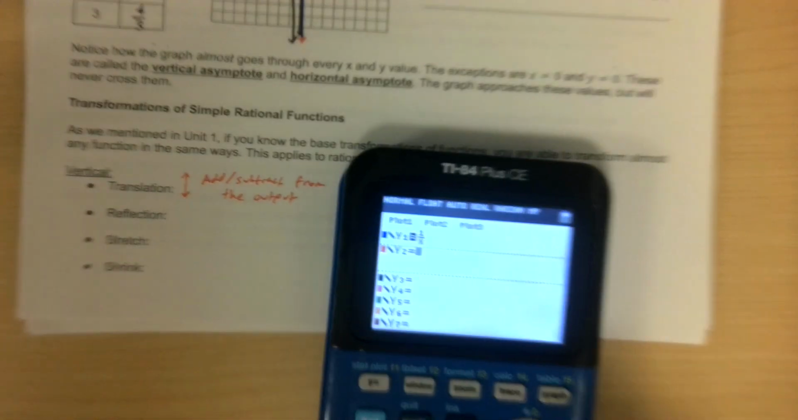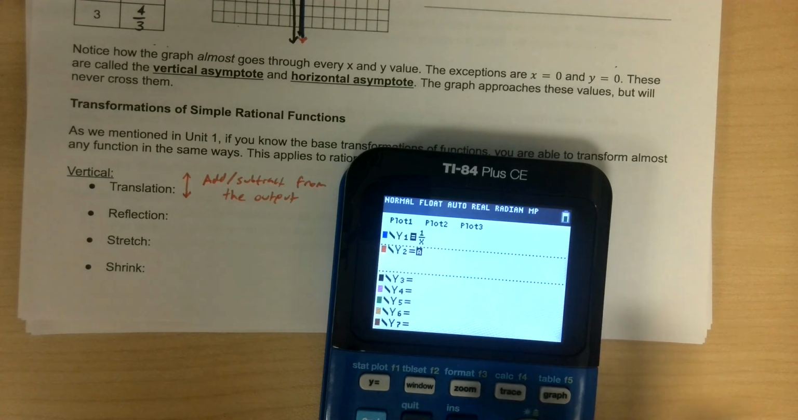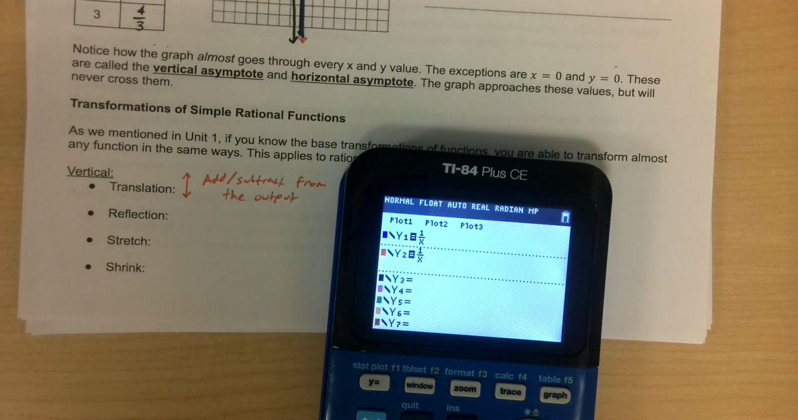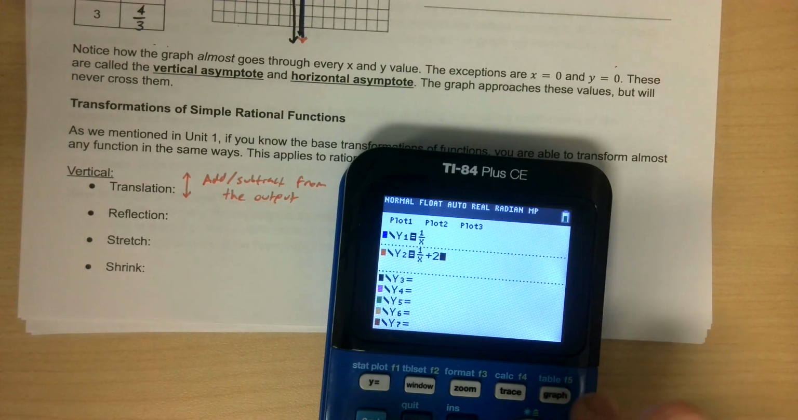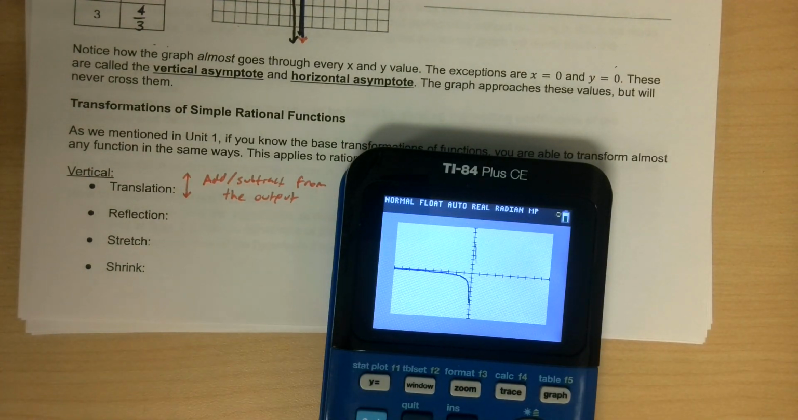So let's go back to our graphing calculator. Let's say that I had 1 over x, and then at the very end of the problem, I did plus 2. According to what we know of transformations, this should move it up 2, right? Let's take a look. Here's our original in blue, and our red one is moved up 2 units. Perfect.